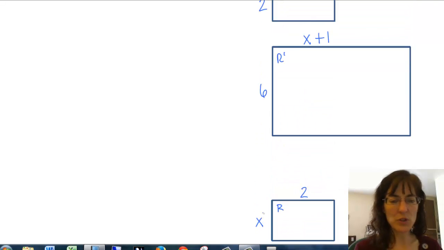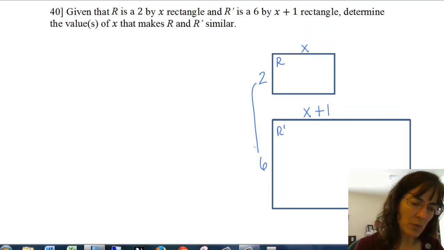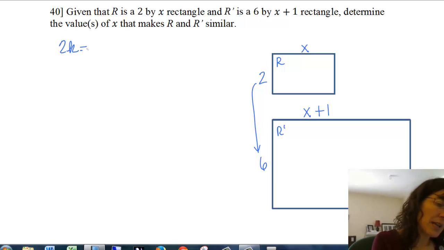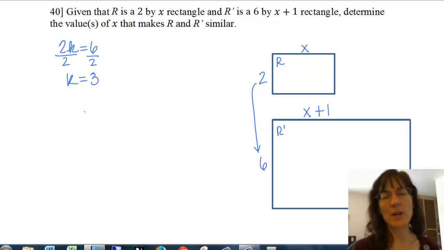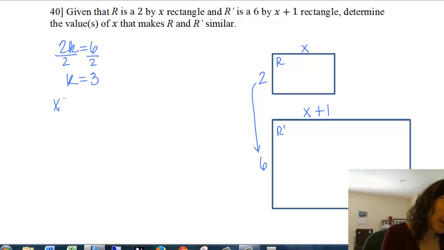Okay, so I have two sets that I have to work out. And this first one, I'm looking at the 2 to the 6, so 2k equals 6, divide by 2, k equals 3. Perfect, I love 3, it's a great number. Now for my x parts, it's going to be xk equals x plus 1.